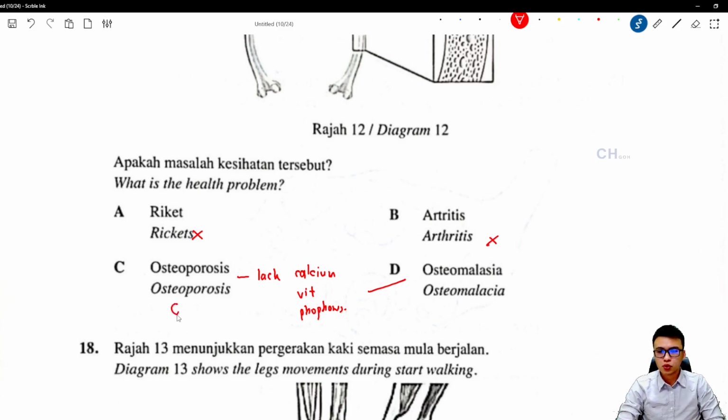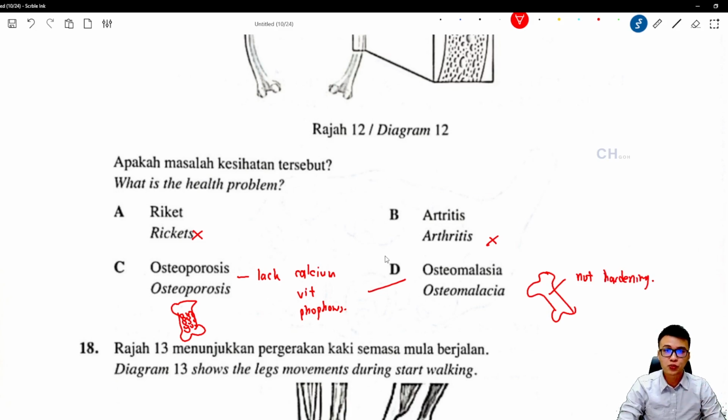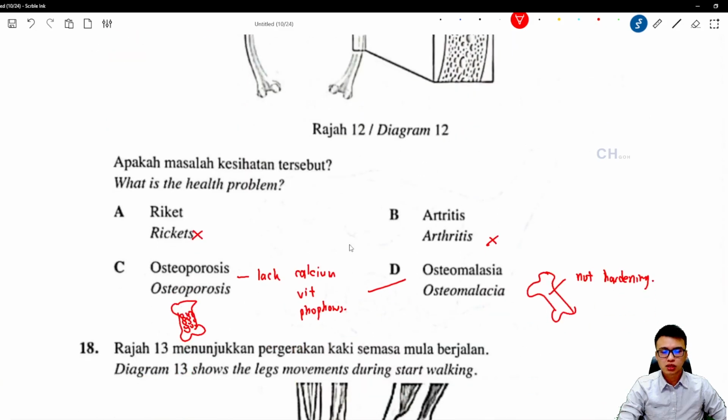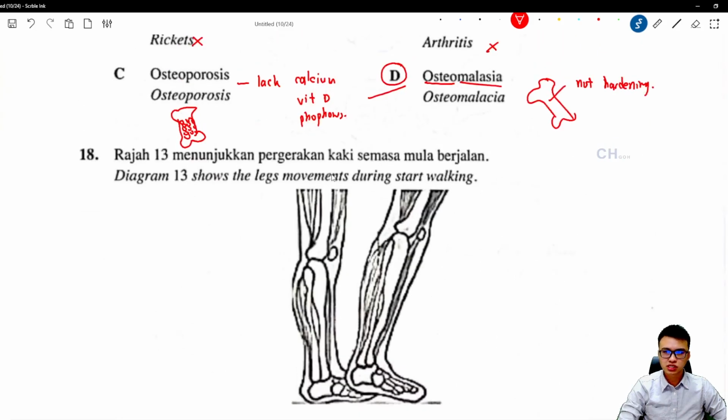Osteoporosis is talking about bones that are porous. The bones have a lot of holes in the middle, low density of the bones. But osteomalacia is talking about bones that are not hardening. Osteomalacia normally happens to pregnant women. Right here, we are talking about pregnant women. Since we are talking about pregnant women here, the best answer for this question is osteomalacia. Alright, so let's continue with question 18.